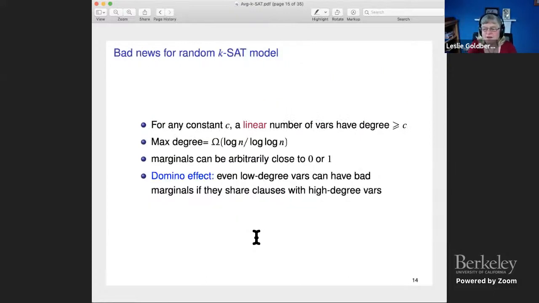The bad news for the random k-SAT formula is that, unfortunately for us, of course, it's not bounded degree. If you take any constant c, then there's going to be a linear number of variables that have degree bigger than c. And the maximum degree is clearly about log n. That's terrible because these high degree variables don't have marginals near half. They have marginals that can be arbitrarily close to 0 or 1. Worse than that, there's kind of a domino effect, because even low degree variables can have bad marginals if they share clauses with a high degree variable. So the basic technique is really nice, but we have to figure out how to deal with these high degree variables.